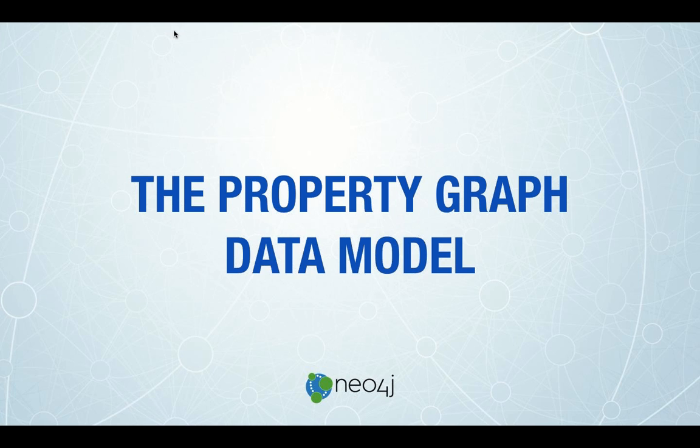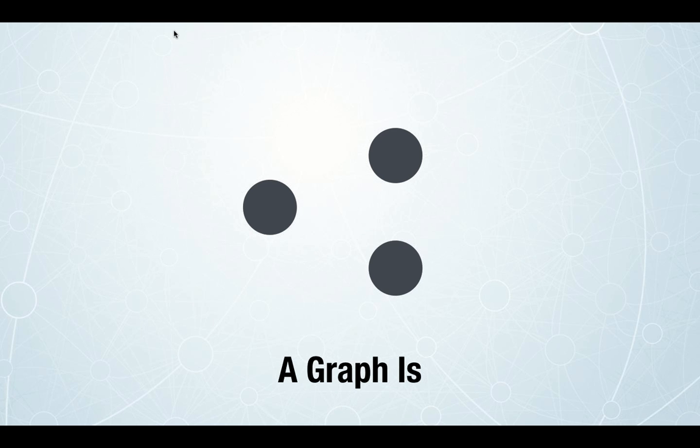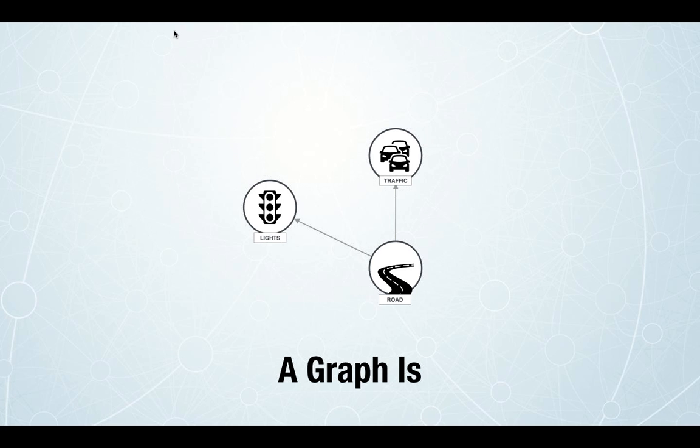So now I'm going to drill down a little bit into what the property graph data model is, but we won't get too technical today. So a graph is some data records and then connections between those data records. For instance, if you're looking at a map system, you could look at traffic that's driving on some roads, and that road has some lights.